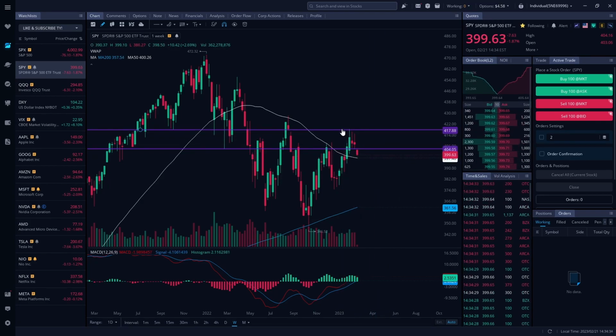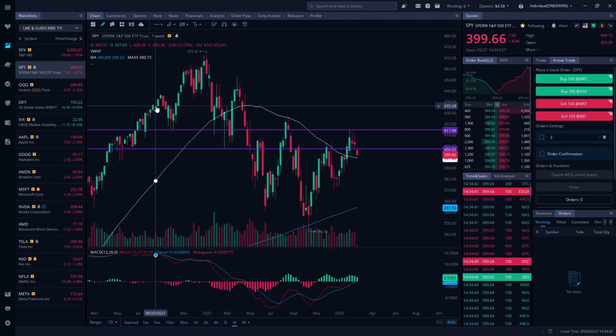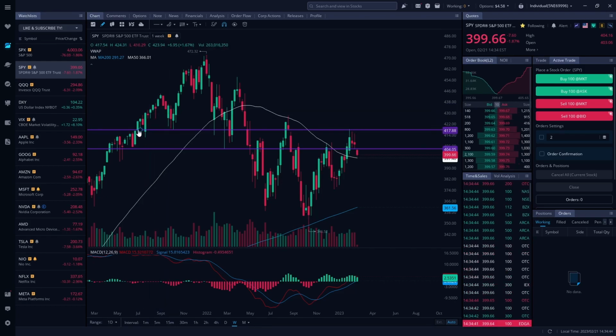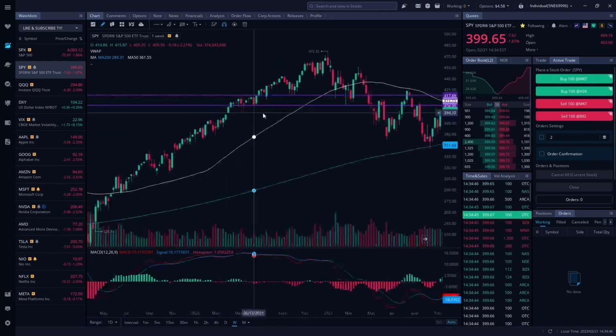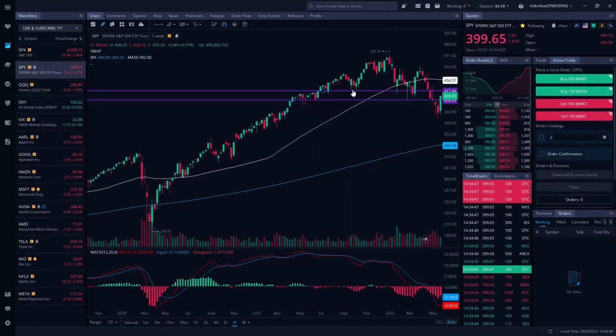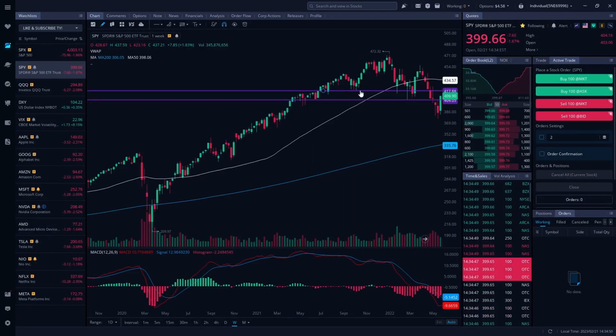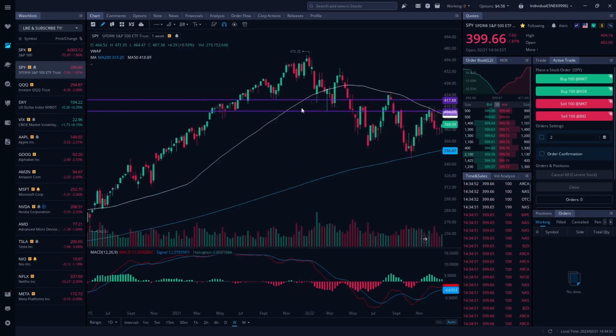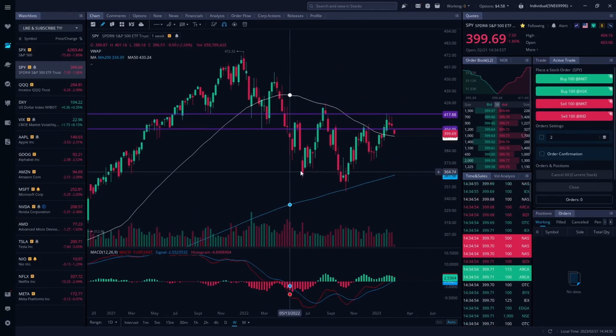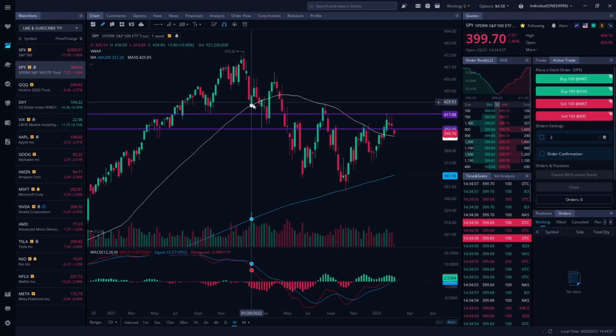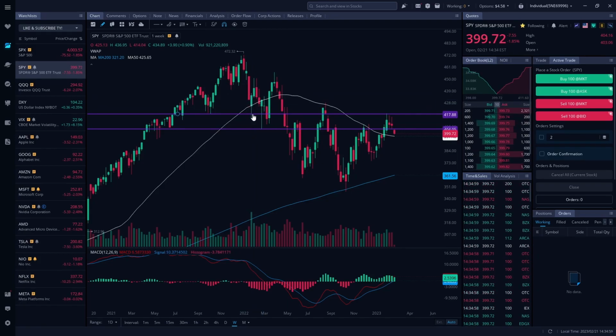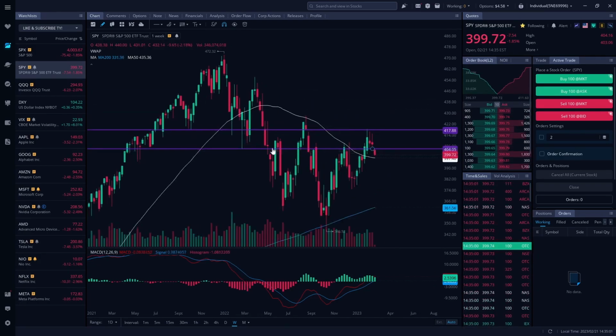The reason why I selected this level is because previously, back in 2021, we broke above this level and we were still pretty bullish on the chart, and we came back down to retest it to confirm this level as a support and remain on that bullish trend. Then we started to come back down and retest it again, but we still held it as a support, came down again, retested it as a support.